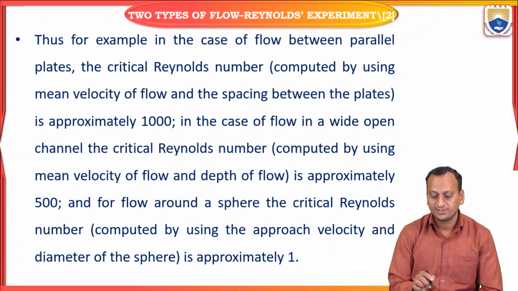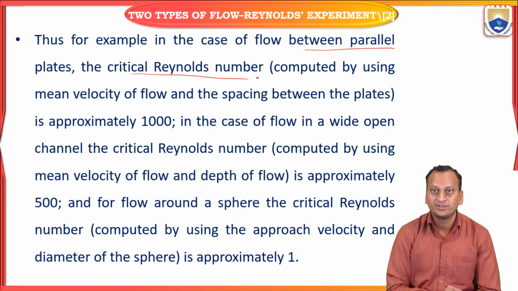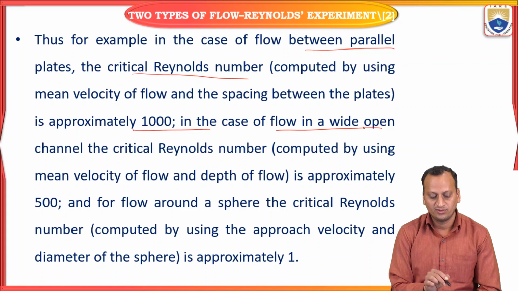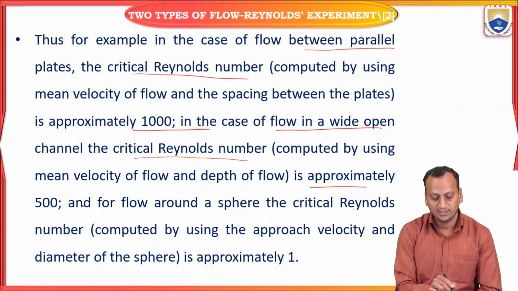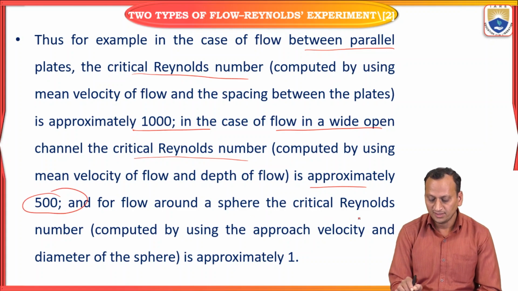Thus, for example, in the case of flow between parallel plates, the critical Reynolds number computed using the mean flow velocity and the spacing between the plates is approximately 1000. In the case of flow in a wide open channel, the critical Reynolds number is approximately 500. And for flow around a sphere, the critical Reynolds number is approximately 1.